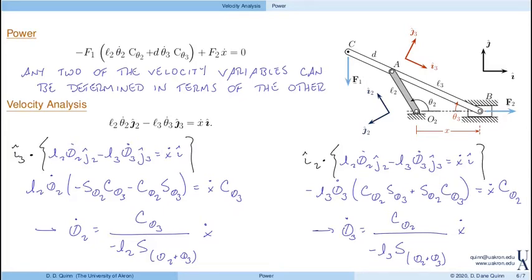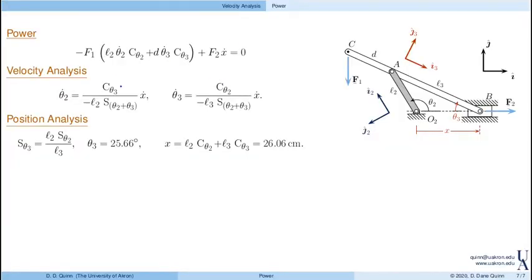Okay, so we're almost done, right? Because I have my power equation. I have relationships for all of my kinematics. So again, here's the power equation. This is the relationship for theta 2 dot and x dot, theta 3 dot and x dot. I know my position analysis. So here I'm just going to start plugging stuff in. We'll simply take what we have and introduce it into the power equation.